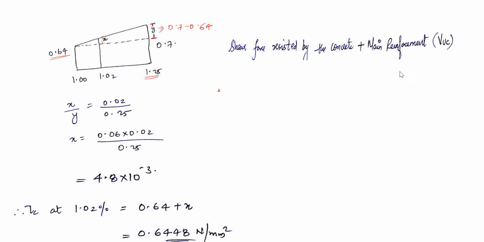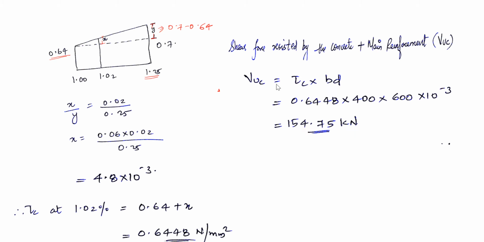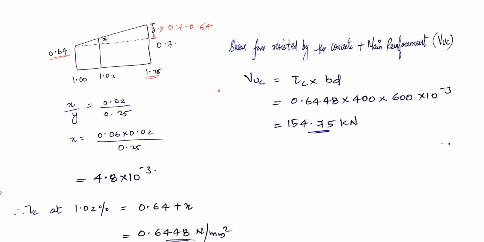If I am denoting it by VUC, then VUC is equal to tau C into BD. Here we got the value for tau C, and you know the value of B, and D you know as 600 into 10 raised to minus 3. In order to convert it to kilonewton, I will get it as 154.75 kilonewton. That is the shear force to be resisted by the concrete and main reinforcement. I will get it as 154.75 kilonewton.